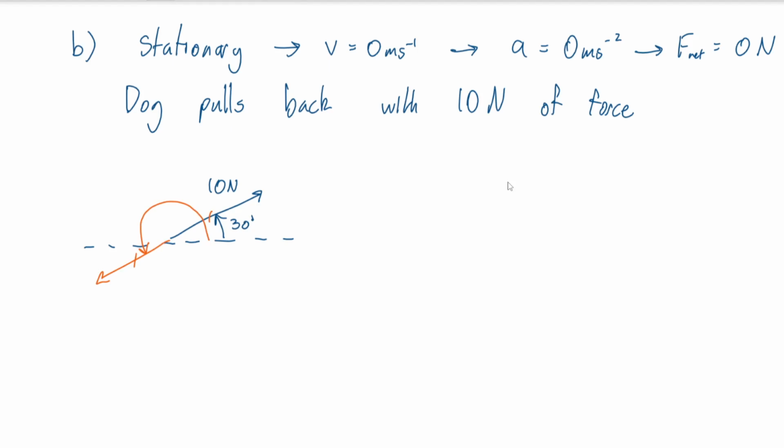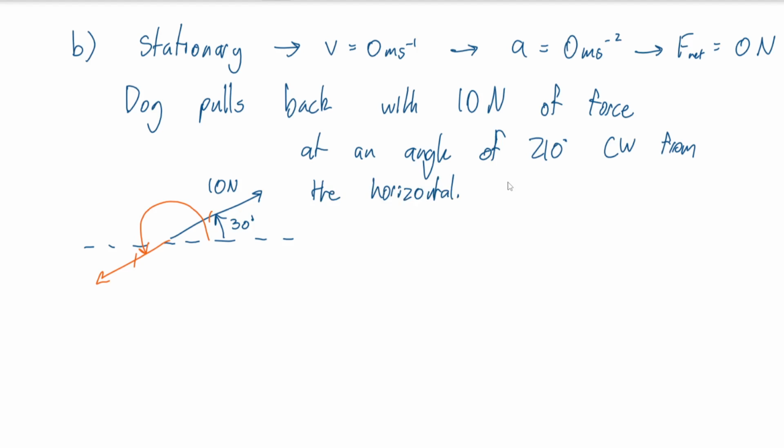Alright, so 30 degrees plus the opposite direction, we'd add 180 degrees. So at an angle of 210 degrees clockwise from the horizontal, right, as shown in that diagram. And that would result in net force being 0, meaning it's either traveling at a constant speed or that speed could be 0.